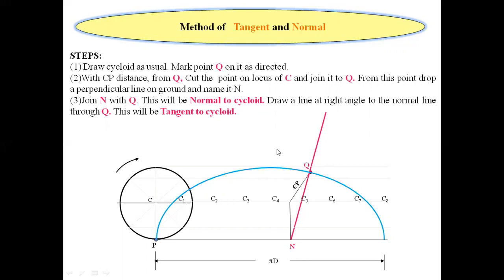Now we move forward to the tangent. For the tangent method, we draw a line from the point Q which is perpendicular to the normal line like this, and this is the required tangent to the cycloid. Means how to draw the tangent? Draw a line perpendicular to the normal line, passing through the point Q; that is called the tangent.